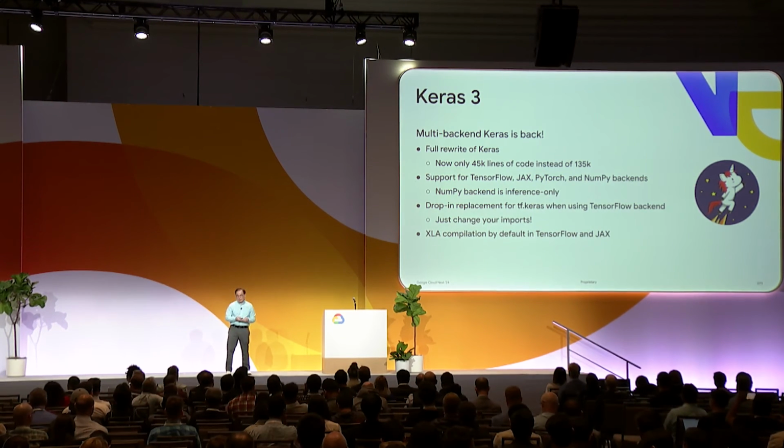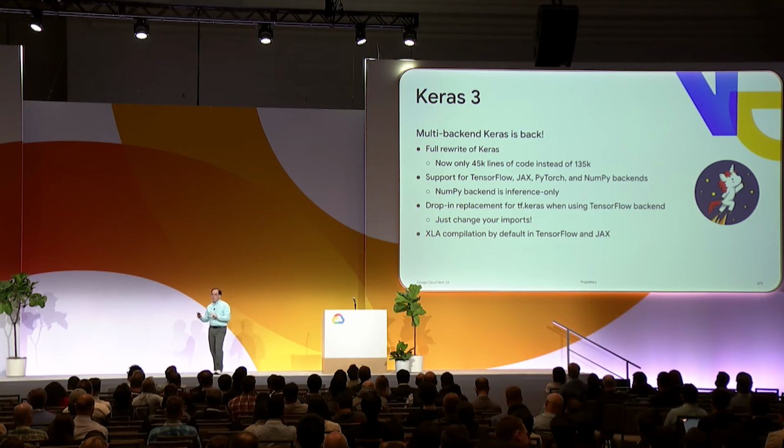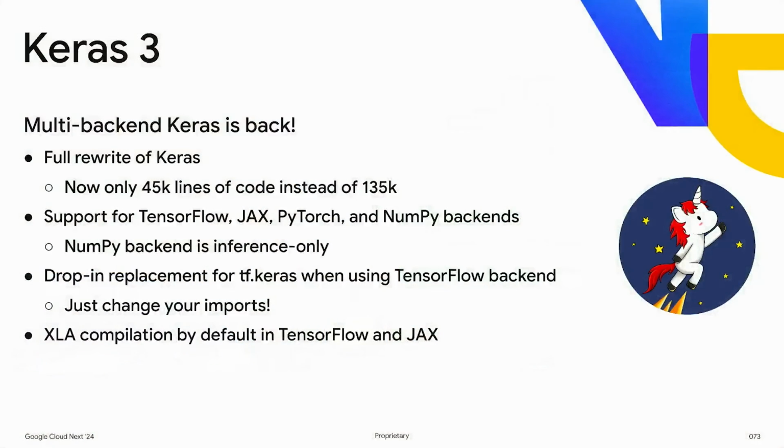Keras is multi-backend. It actually goes back to the very early days of Keras, but it's a full rewrite of Keras. It's gone from 135,000 lines of code to only 45,000 lines of code, and yet we added all this stuff. It now supports deploying into a TensorFlow stack, or JAX, or PyTorch, or even NumPy. The NumPy backend is inference only.